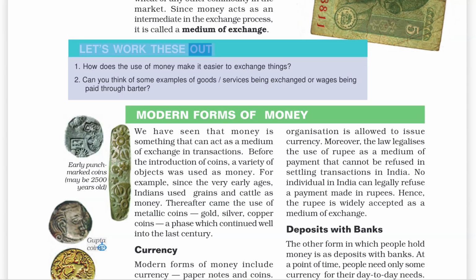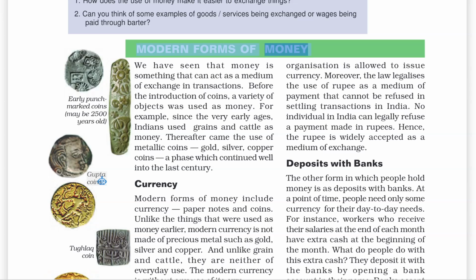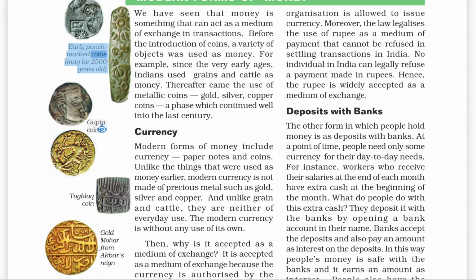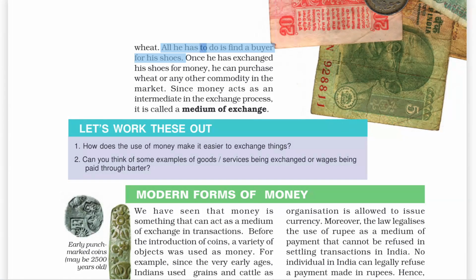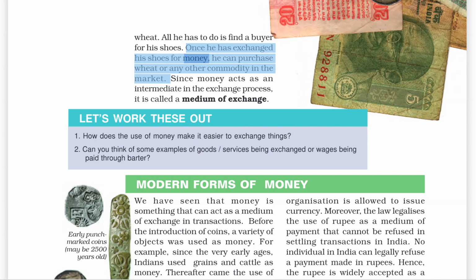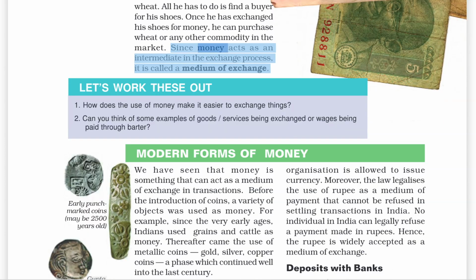Let's work these out. Modern forms of money. Early punch-marked coins, maybe 2,500 years old. Gold mohur from Akbar's reign. Wheat. All he has to do is find a buyer for his shoes. Once he has exchanged his shoes for money, he can purchase wheat or any other commodity in the market. Since money acts as an intermediary in the exchange process, it is called a medium of exchange.